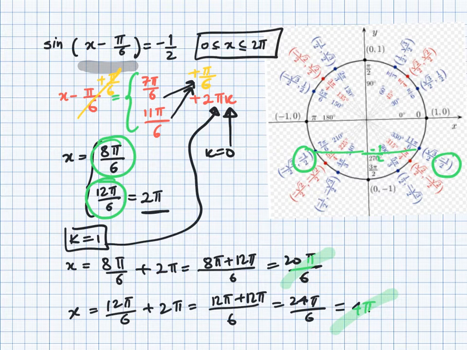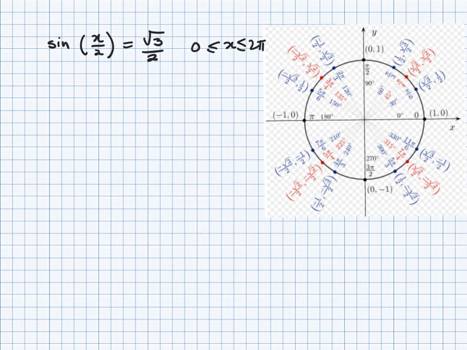Okay, let's move to another example. Now we have here sine of x divided by 2 equal to square root of 3 divided by 2, and the domain for x is between 0 and 2 pi. Now we're going to do the same thing as we have done before. So we're going to look for an angle whose sine is going to give us the solution square root of 3 divided by 2.